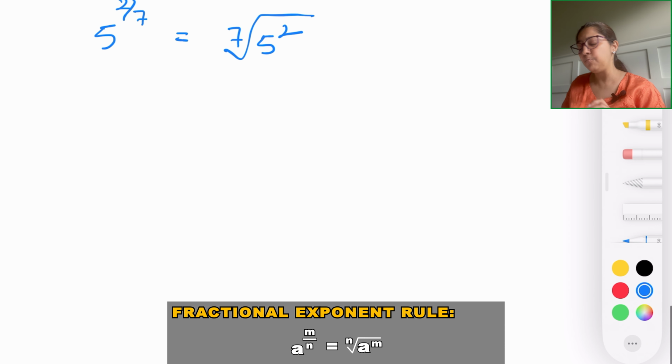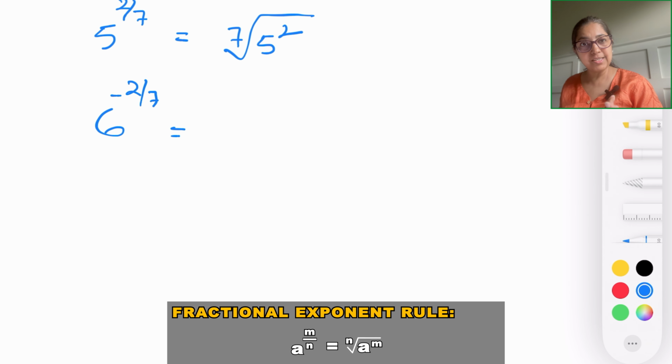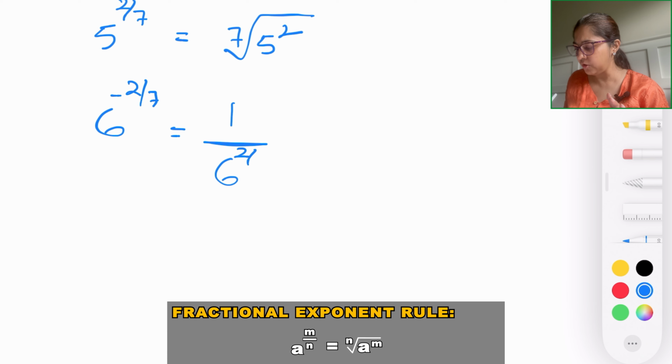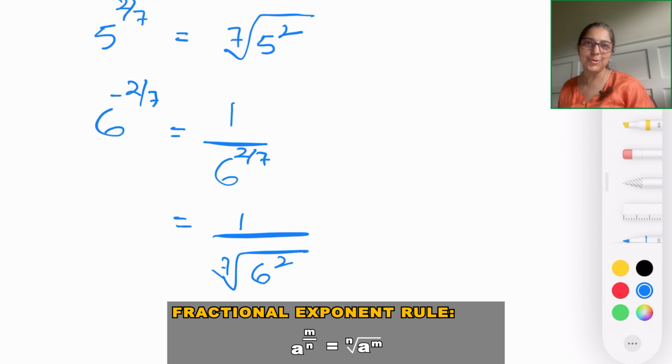Now, what if these came with negative exponents? Let's take another example, 6 power minus 2 over 7. So you see there's a negative exponent. First and foremost, we take the reciprocal of the base number, 1 over 6, and the exponent becomes 2 over 7. And then you can work with the fractional exponent and write that as the 7th root of 6 squared, and so on and so forth. So these are the simple exponential rules.